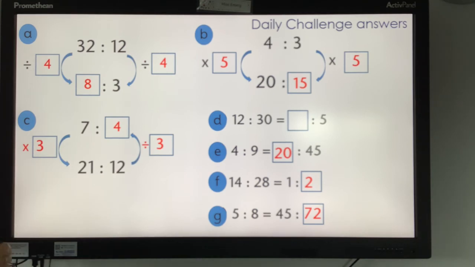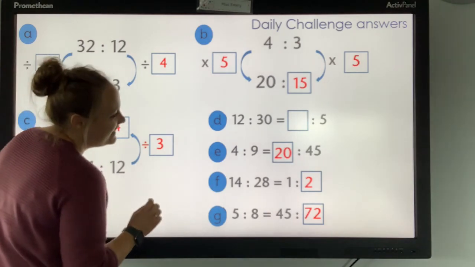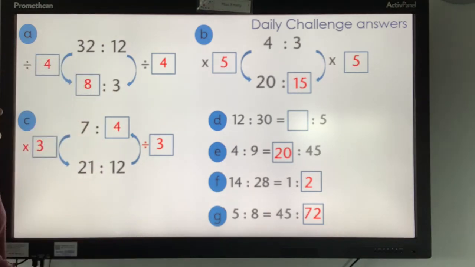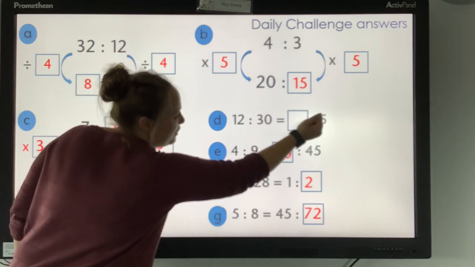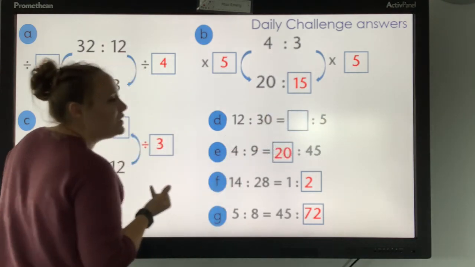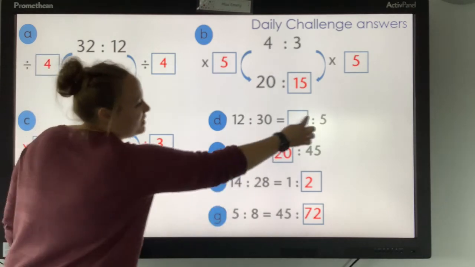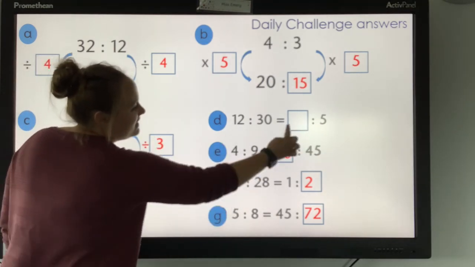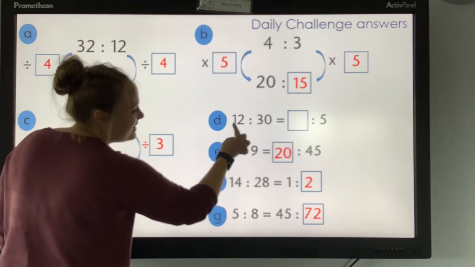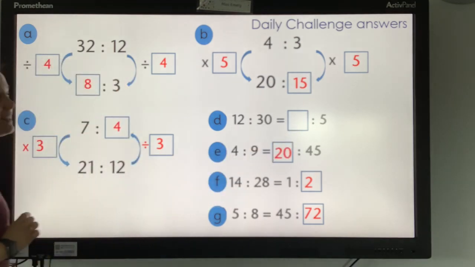Then, oh, we've got a missing one. I haven't put the answer in. Okay, well let's do it together. What would you do to get from 30 to 5 or from 5 to 30? Well, you would times by 6, because 5 times 6 is 30. So this number times 6 is 12, which means your missing number has to be 2. So 2 to 5 is the same as 12 to 30.